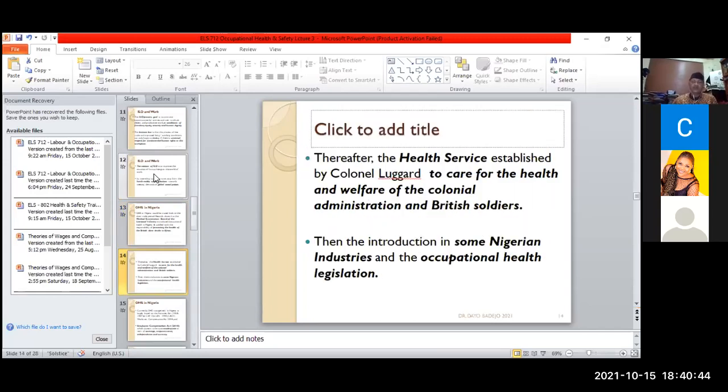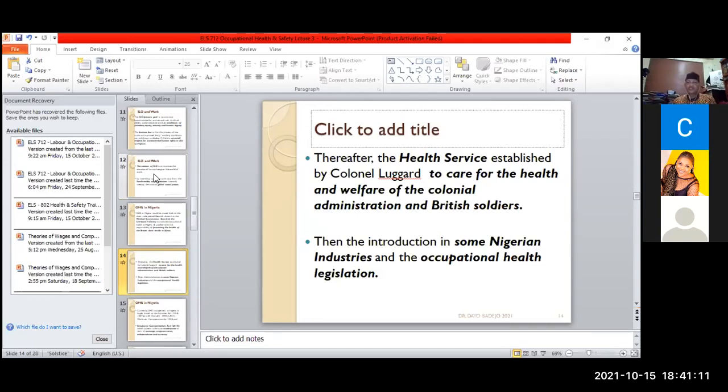Afterwards, the health services were established by Colin Lugard, who, before he became the administrator of Nigeria, was in charge of the northern British soldiers. So he was able to cater for the health and welfare of the colonial administration and the British soldiers. Remember, they tried to protect their people. They valued the life of their people.